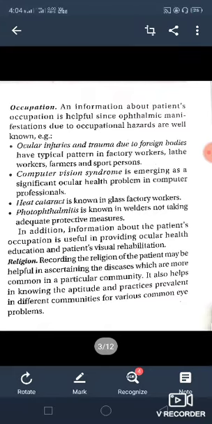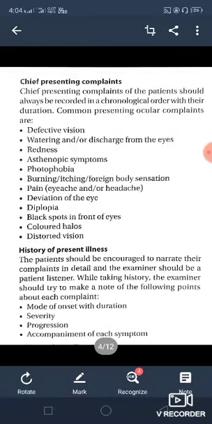We should note the religion of the patient. Recording the religion of the patient may be helpful in ascertaining the diseases which are more common in a particular community. It also helps in knowing the aptitude and practices prevalent in different communities for various common eye problems. Then we should note down the chief presenting complaints.